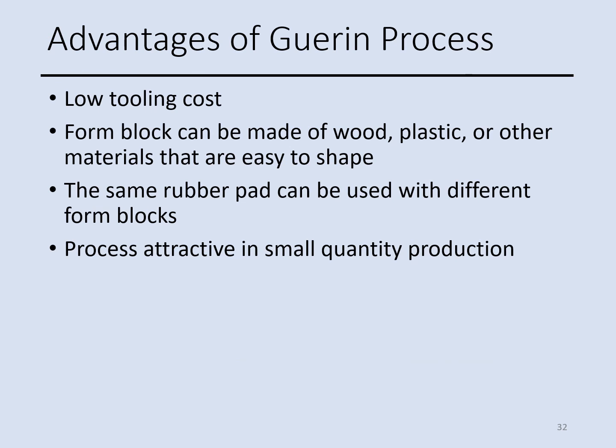There are some advantages for this process. It has a low tooling cost. The form block can be made of wood, plastic, and other materials that are easy to shape. The same rubber pad can be used for different form blocks. And this process is good for small quantities, not for high quantities.